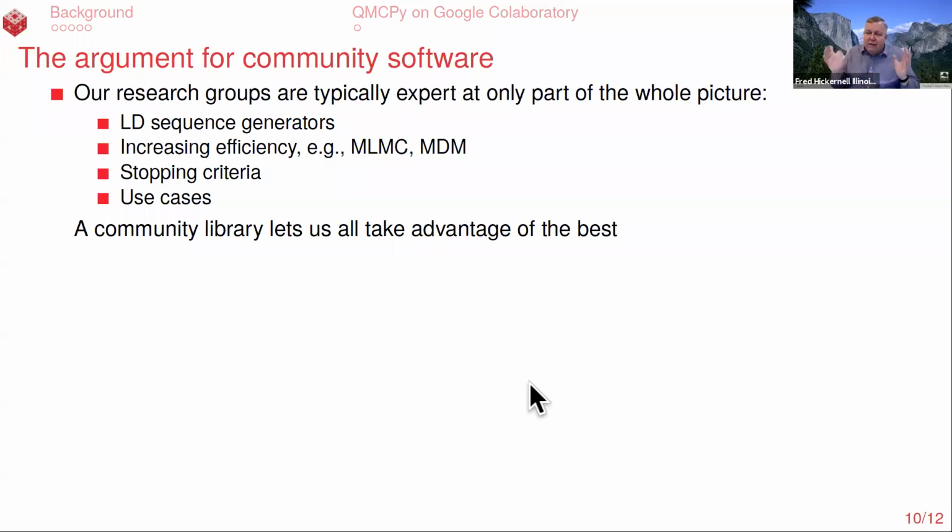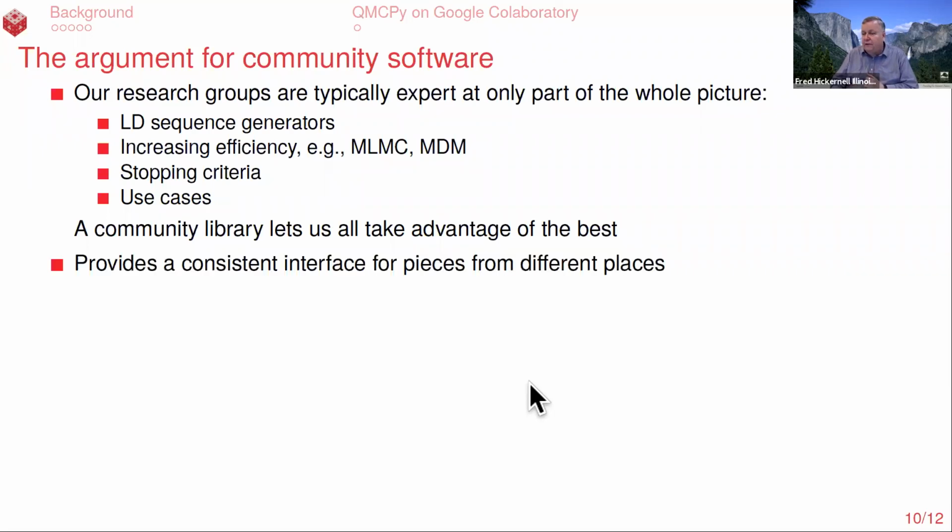So if you look around the QMC community, the groups are usually expert at not everything, but maybe one or two or three things. So we've got some people working on low discrepancy generators. We've got some people with interesting use cases. And if we can put that all together, then we can take advantage of the best. So I like stopping criterion. If there's some great use cases out there, there's some great generators out there, I can test mine on those.